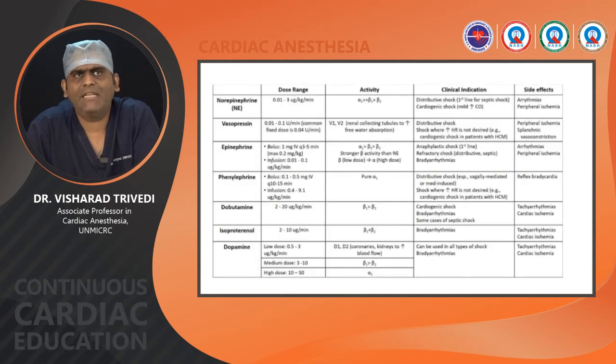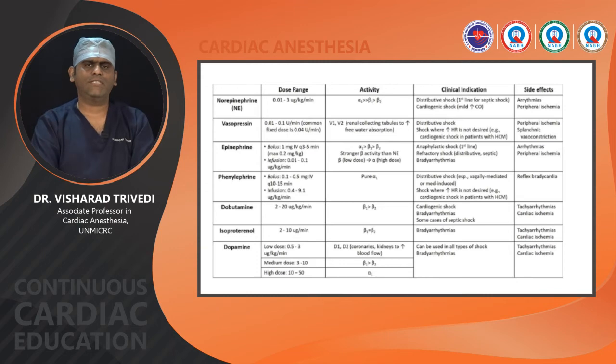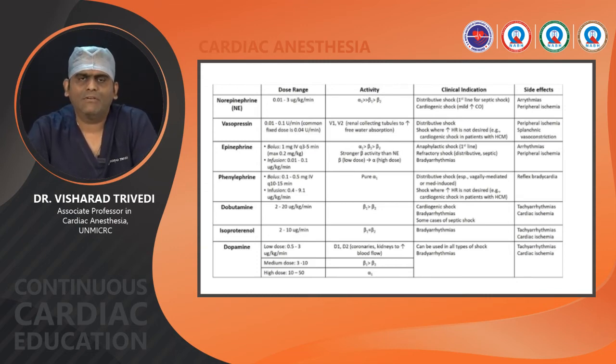from adrenaline or dobutamine or noradrenaline or any catecholamine, you can use vasopressin as an agent of choice. So this table will give you some idea about which inotrope is working on which receptors and what are the clinical indications. You can see here the noradrenaline, the clinical dose is 0.01 to 3 mcg per kg per minute. Clinical indication is distributive shock. That means any shock which is associated with severe vasodilatation. Side effects of noradrenaline are arrhythmias and peripheral ischemia because of severe vasoconstriction.